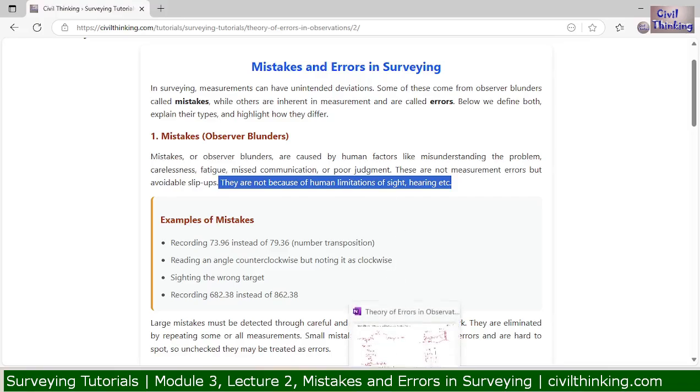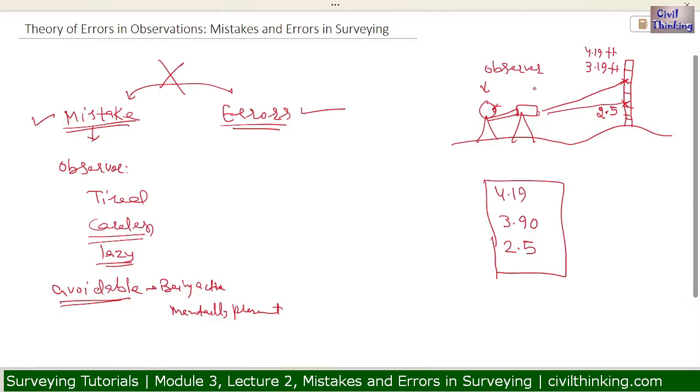Now, not only this, for example, let us see, we have another observer here, and he has the field book. So this observer, when he observes something, he says it. So this one has to listen to what he says and write. Now let us say the observer says the correct thing.